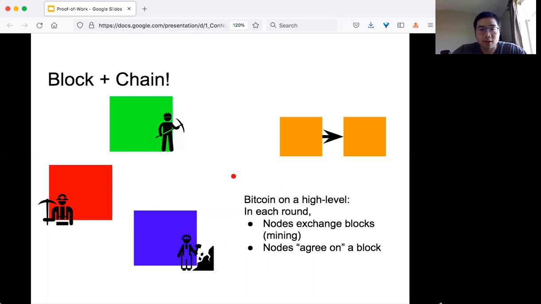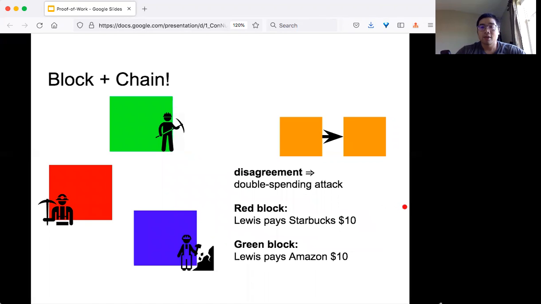So suppose the miners each figure out something different: a green block, a red block, and a blue block. Why do we want to achieve agreement? Because if we have a disagreement on the block for the next slot, then a double spending attack is possible. So suppose this red block is, let's say, Lewis pays Starbucks $10. And then this green block says that Lewis pays Amazon $10.